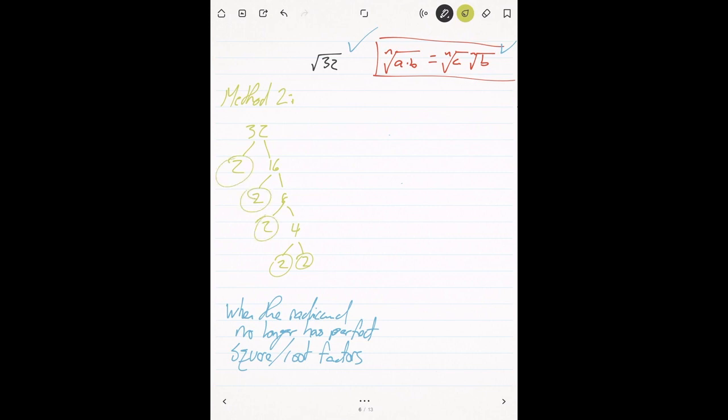We broke 32 down into 2 times 2 times 2 times 2 times 2. So we can say that the square root of 32 is the same thing as the square root of 2 times 2 times 2 times 2 times 2. Okay, so instead of having 2 things multiplied together, now we seem to have 5 things multiplied together. I wonder how this might help us out.